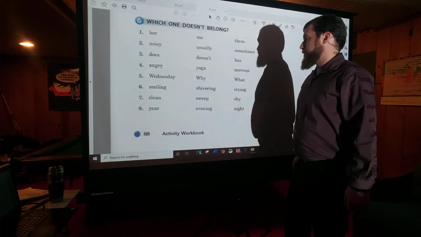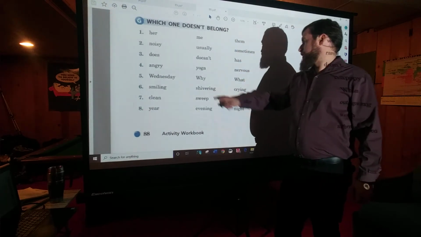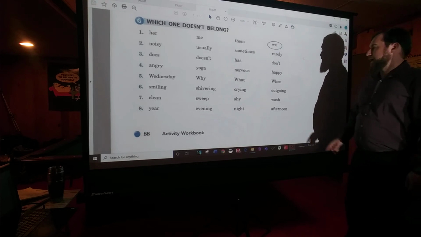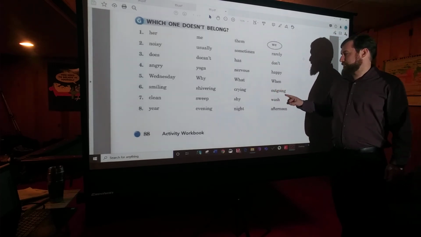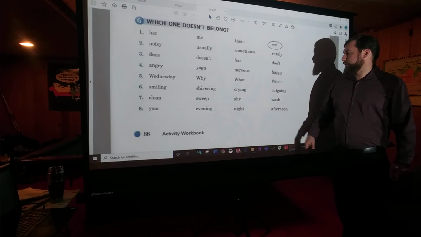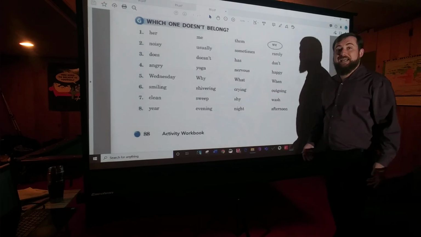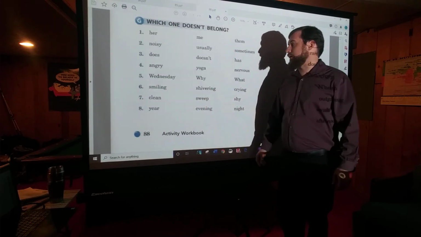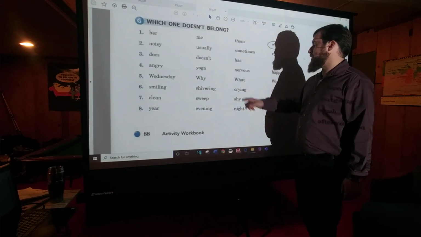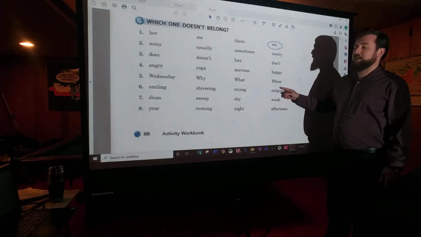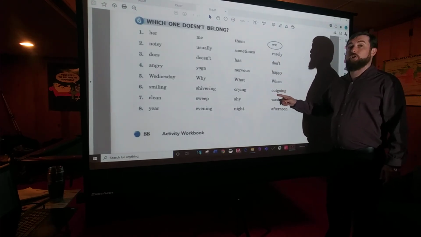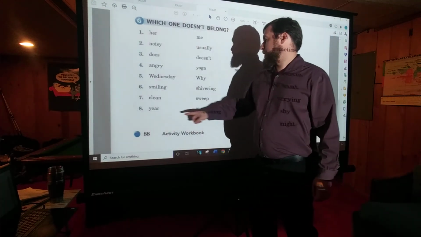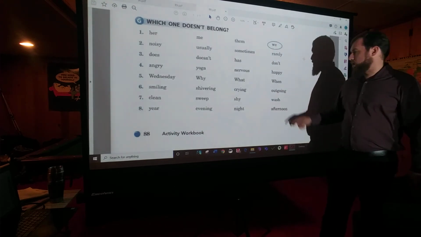Number 6, smiling, shivering, crying, outgoing. Okay, circle outgoing. Outgoing, that's a personality. All the rest of these are actions, things that we're doing. Smiling, shivering, crying are things people are doing. Outgoing is not something you're doing. It's what you are like. Okay? 7, clean, sweep, shy, and wash.